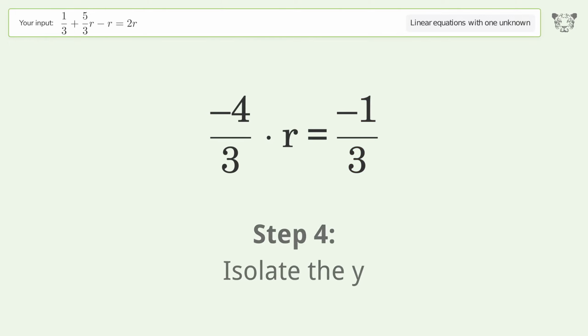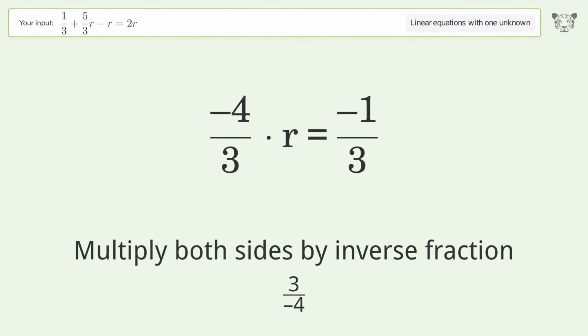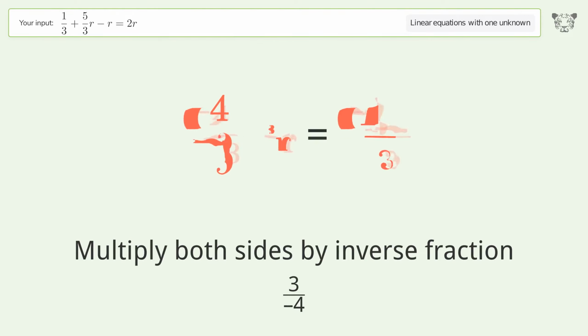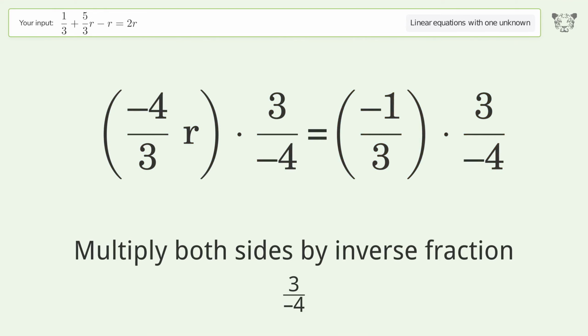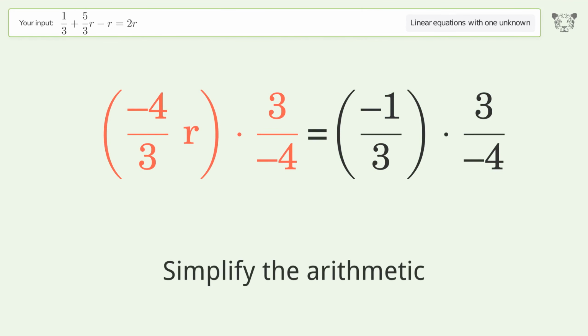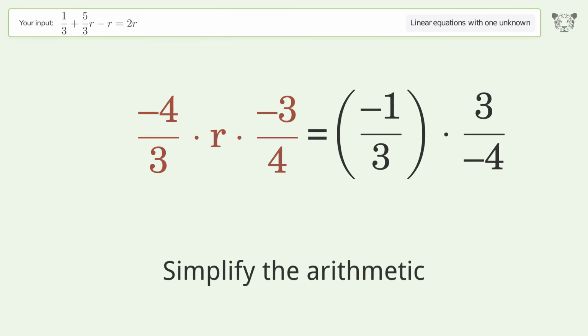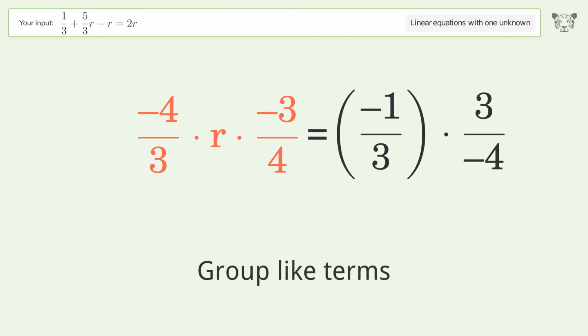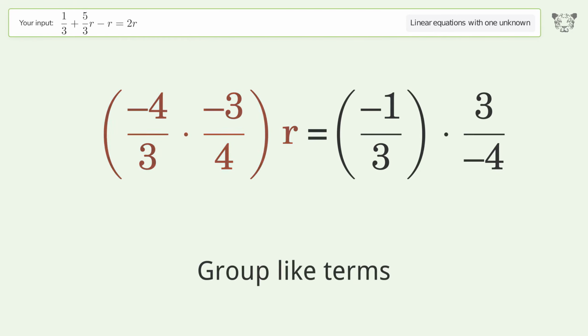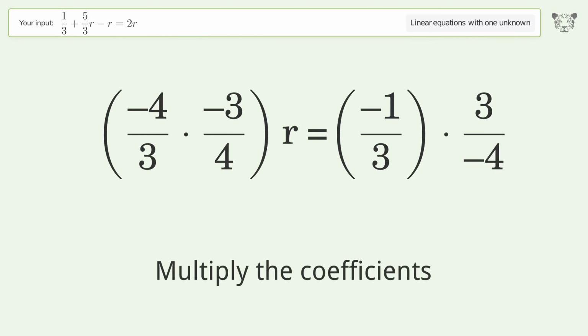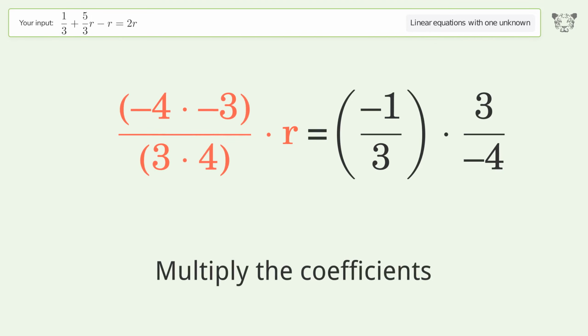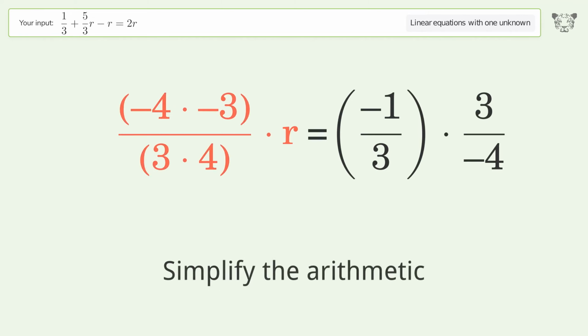Isolate the y. Multiply both sides by inverse fraction 3 over negative 4. Simplify the arithmetic. Group like terms. Multiply the coefficients. Simplify the arithmetic.